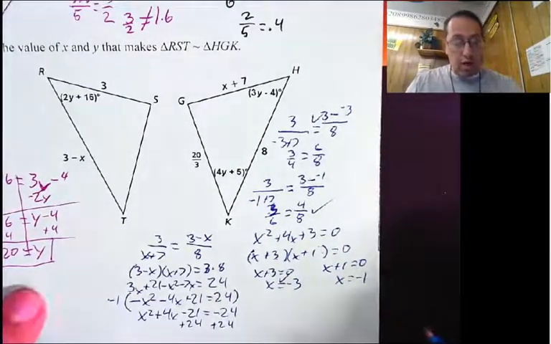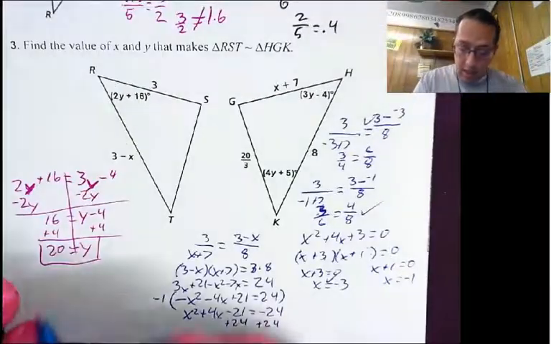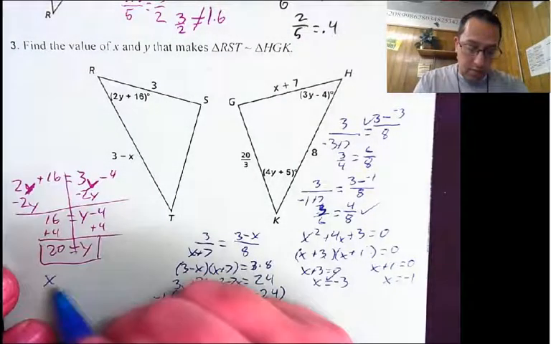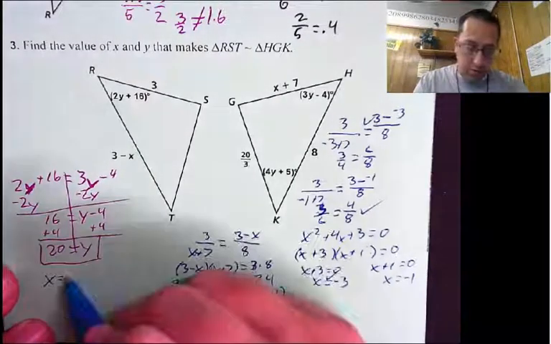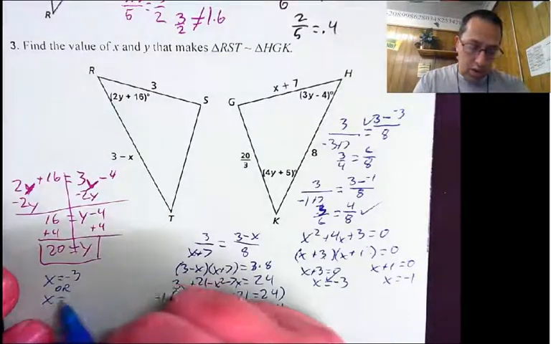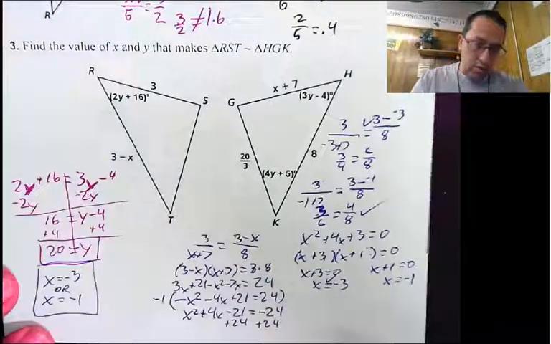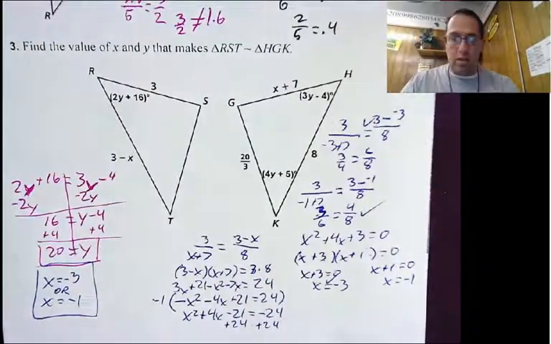So our answer, y does have to be 20. That's the only thing we get for y. But x could be either x equals negative 3 or x equals negative 1. Either one of those will work for the x.